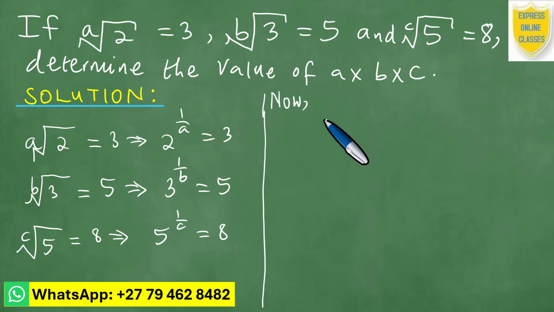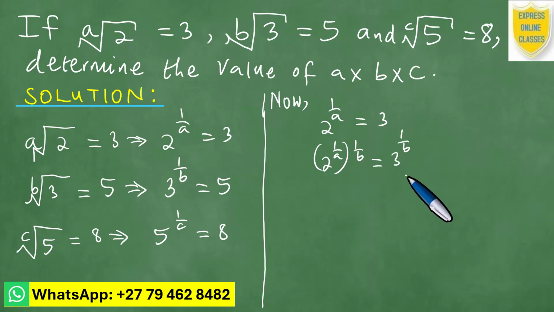So if it is true that 2 to the power 1 out of A equals 3, we can raise it to the power 1 out of B. So we raise both left and right to 1 out of B. And this gives us 2 to the power 1 divided by AB, and this equals 3 to the power 1 out of B, which equals 5.